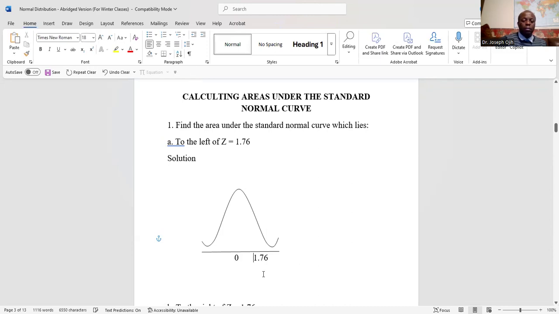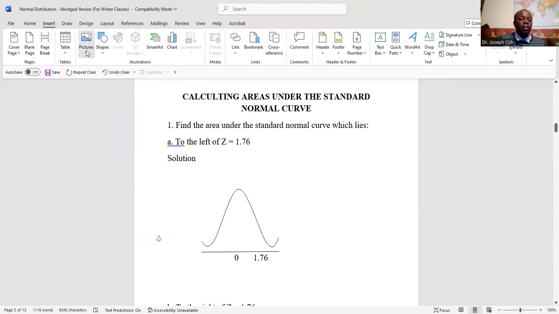So now, the first thing is to draw the chart and put the center line. Okay. Now, you insert the center line here. Give me a minute. Let me, yep, right here. Put the center line.